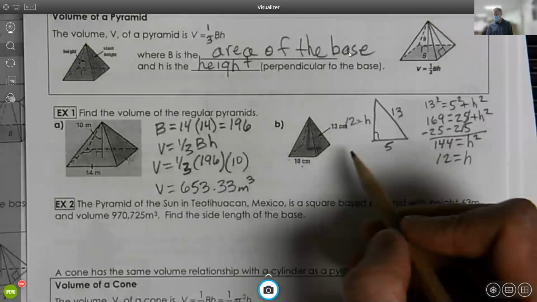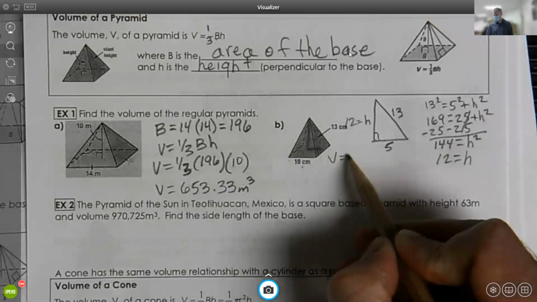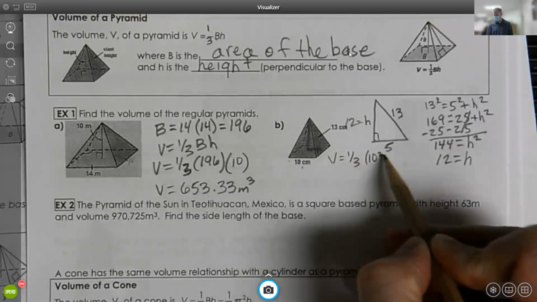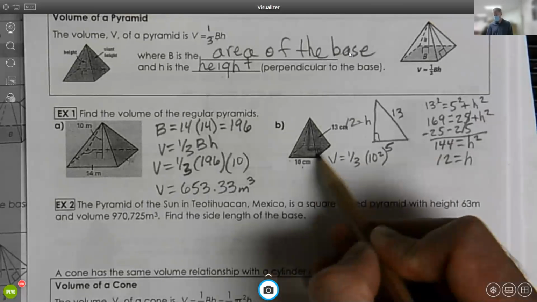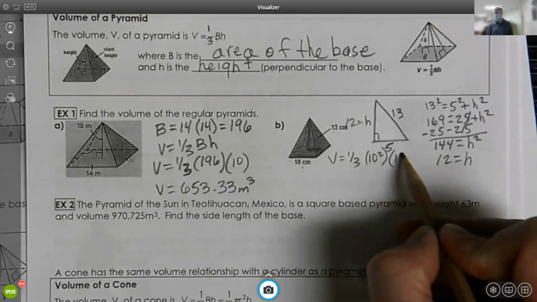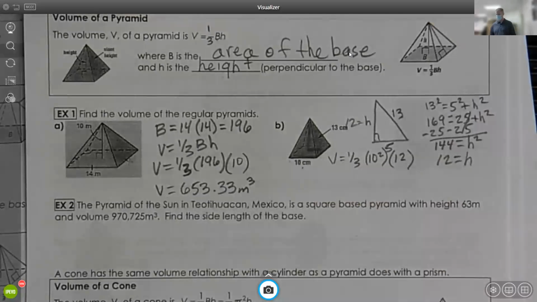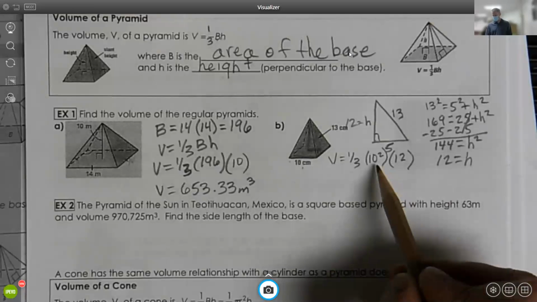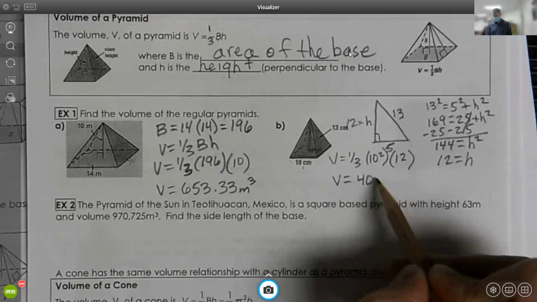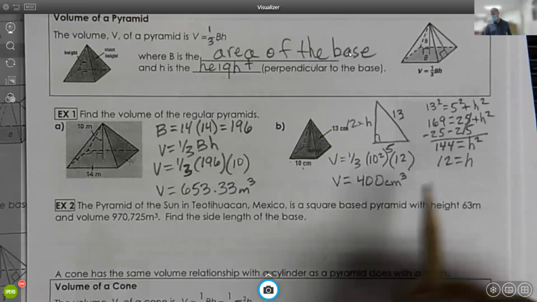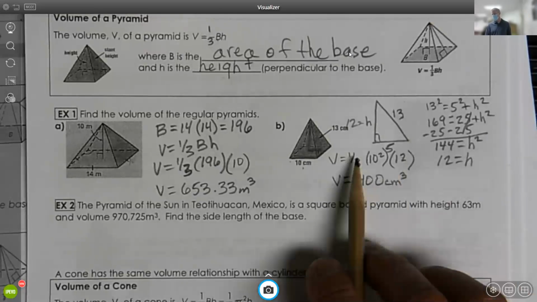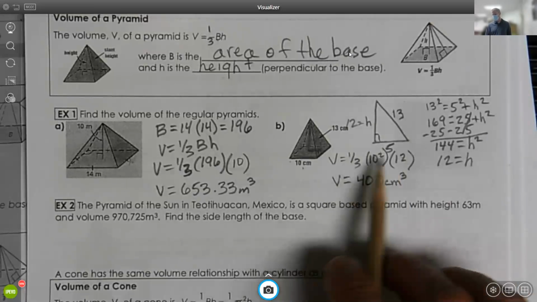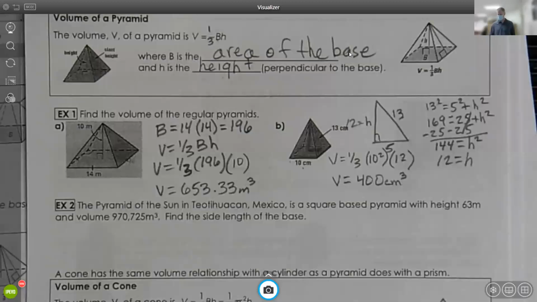So we can go back to the volume equals 1/3. The base is 10 squared, because the area of the base would be 10 squared, times the height we calculated to be 12. That's where we do not use the slant height. All right, and when we calculate this out, we get 400 centimeters cubed. 100 times 12 is 1,200, and we're doing 1/3 of that. 3 goes into 1,200, 400 times. So the volume is 400 cubic centimeters. So that means there are 400 square blocks that would fit inside of this pyramid.